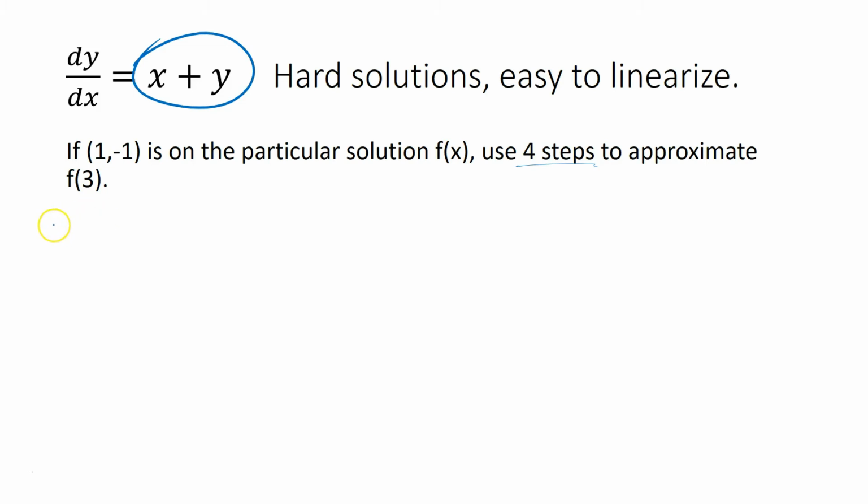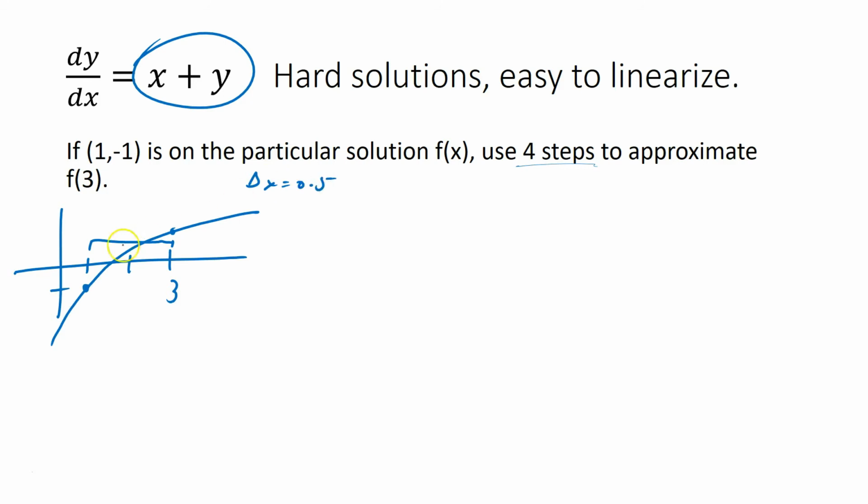So let's kind of draw what's going on. I don't know what the curve looks like, but they tell us 1, -1 is on the curve. Let's say the curve is like increasing, concave down. I don't know if it is or not, but maybe it is. They want us to find f of 3. Here's 3. They want us to approximate that using 4 steps. So if we're going a total distance of 2 x units, we use 4 steps, then our delta x is going to be 0.5. So we move 0.5 every time: 0.5, 0.5, 0.5, 0.5. And what we want to do is figure out what approximation we have for f of 3 when we use tangent line, tangent line, tangent line, tangent line.